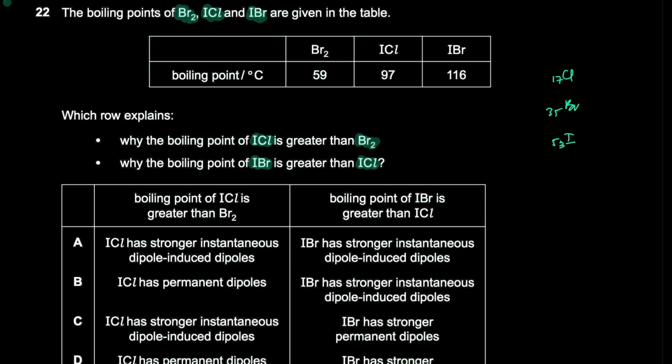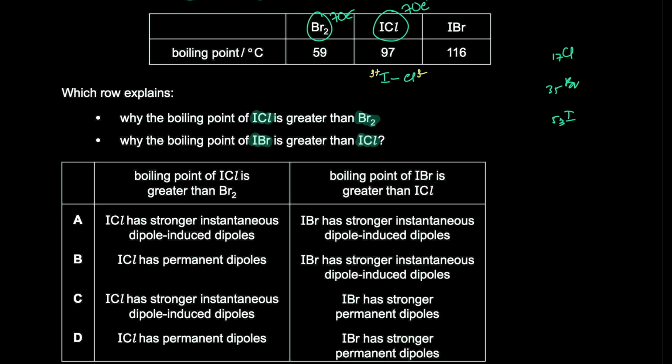So a molecule of Br2 has 35 times 2, that's 70 electrons, and a molecule of ICl has 53 plus 17, that's also 70 electrons. So they have the same number of electrons, but ICl is a polar molecule because chlorine is more electronegative than iodine. Down the group electronegativity decreases. So the reason why ICl is greater than bromine is because ICl has intermolecular forces due to permanent dipoles. So the answer has to be B or D.